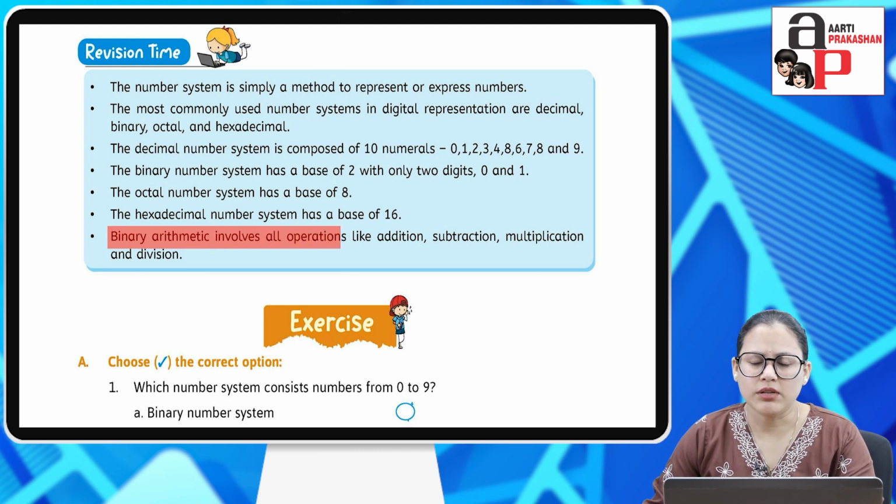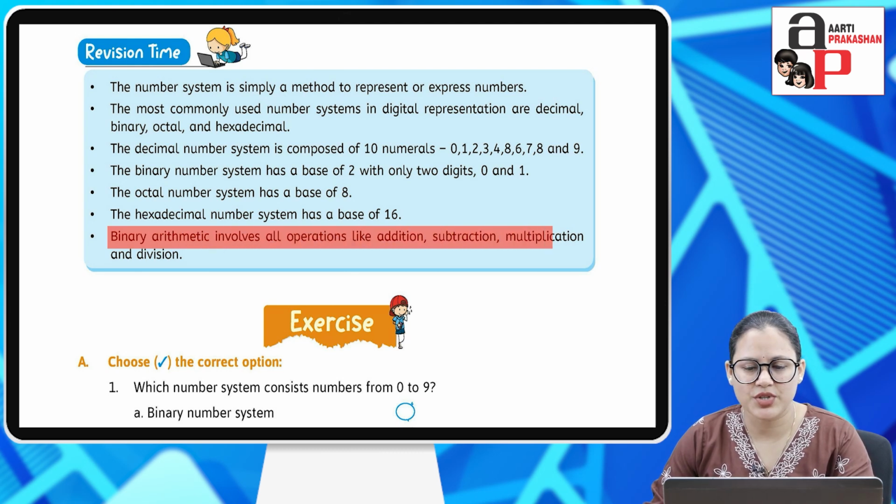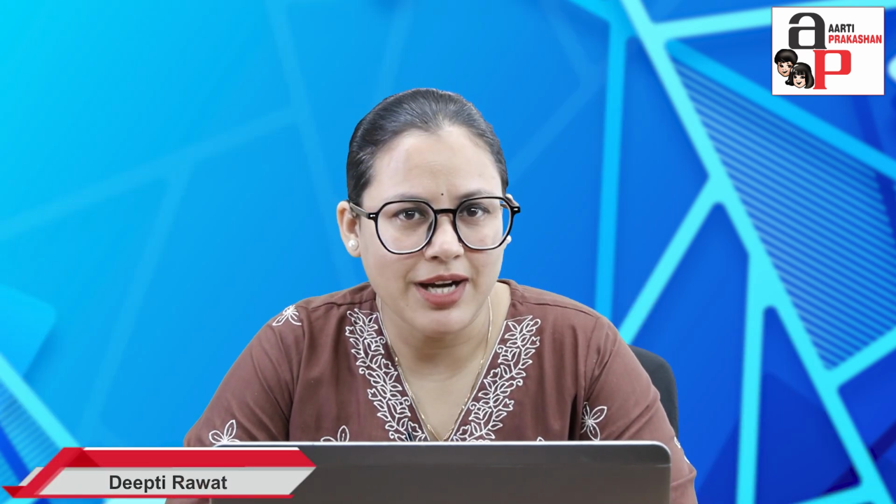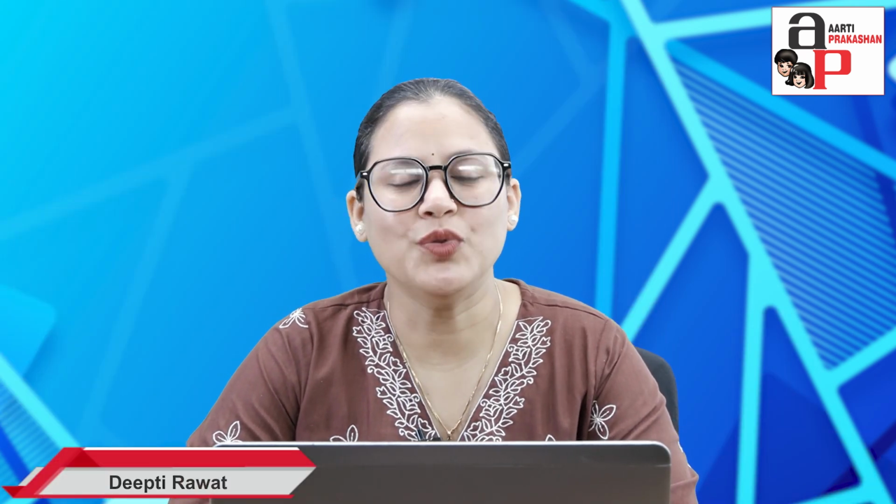Binary arithmetic involves all operations like addition, subtraction, multiplication and division. So students, here comes the end of this chapter. I hope you have understood this chapter. Now you will do practice of the exercise.